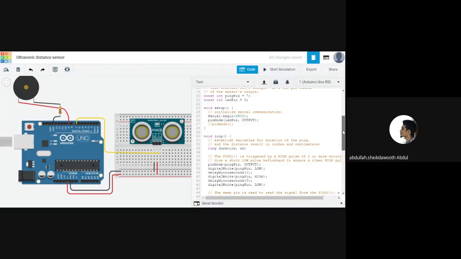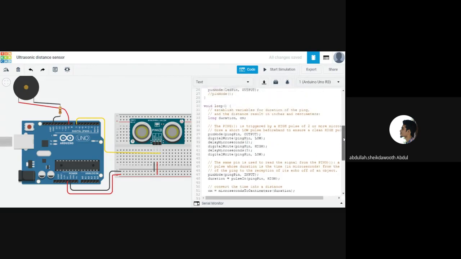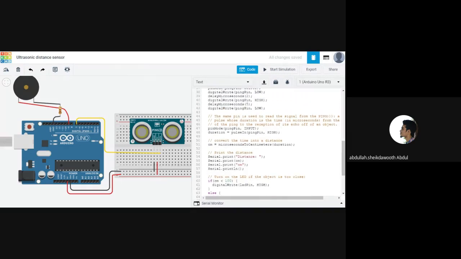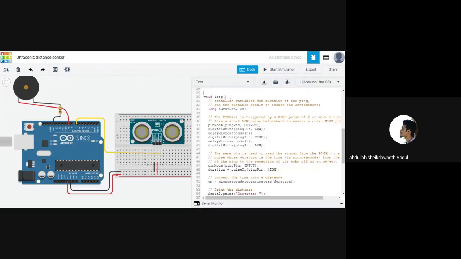So I have written a code here: if centimeter is less than 100, LED pin high, else digitalWrite LED pin low. This keeps on repeating in the void loop. These are the initial conditions I have given, like this pin is an output pin, and this pin will be high for this particular duration.